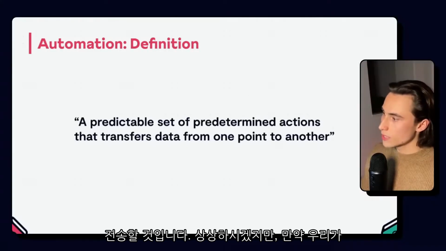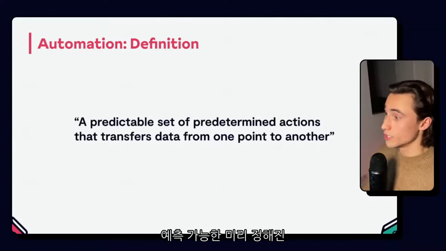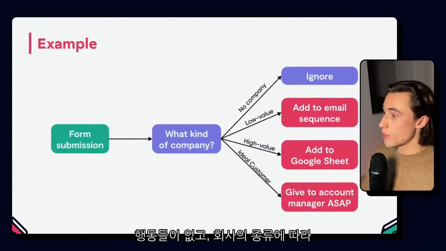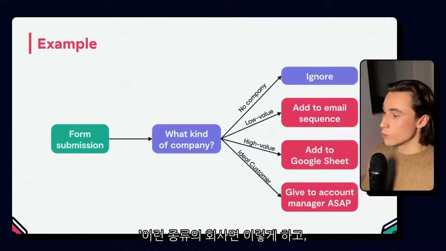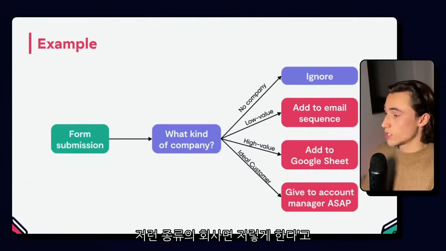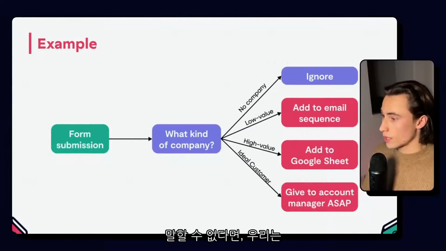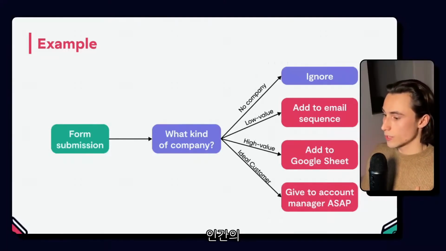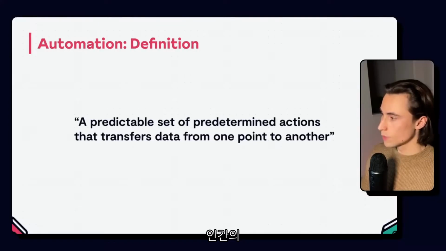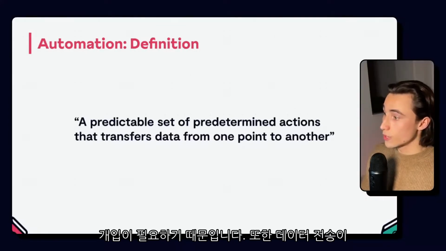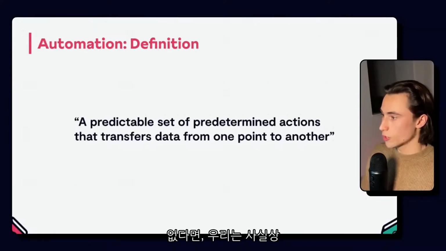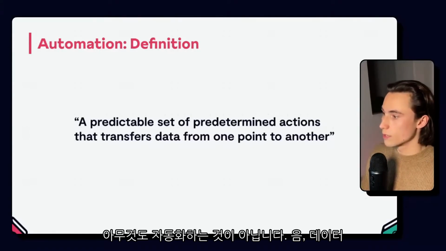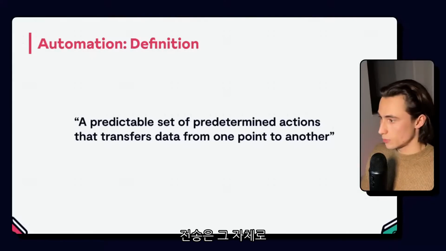As you can imagine, if we do not have a predictable set of predetermined actions, and depending on the kind of company, we weren't able to say, if it's this kind of company, we do this. If it's that kind of company, we do that. Then we wouldn't be able to create an automation because we would have to have some kind of human intervention. Again, if we do not have any data transfer, then we're not really automating anything. So the data transfer explains itself.